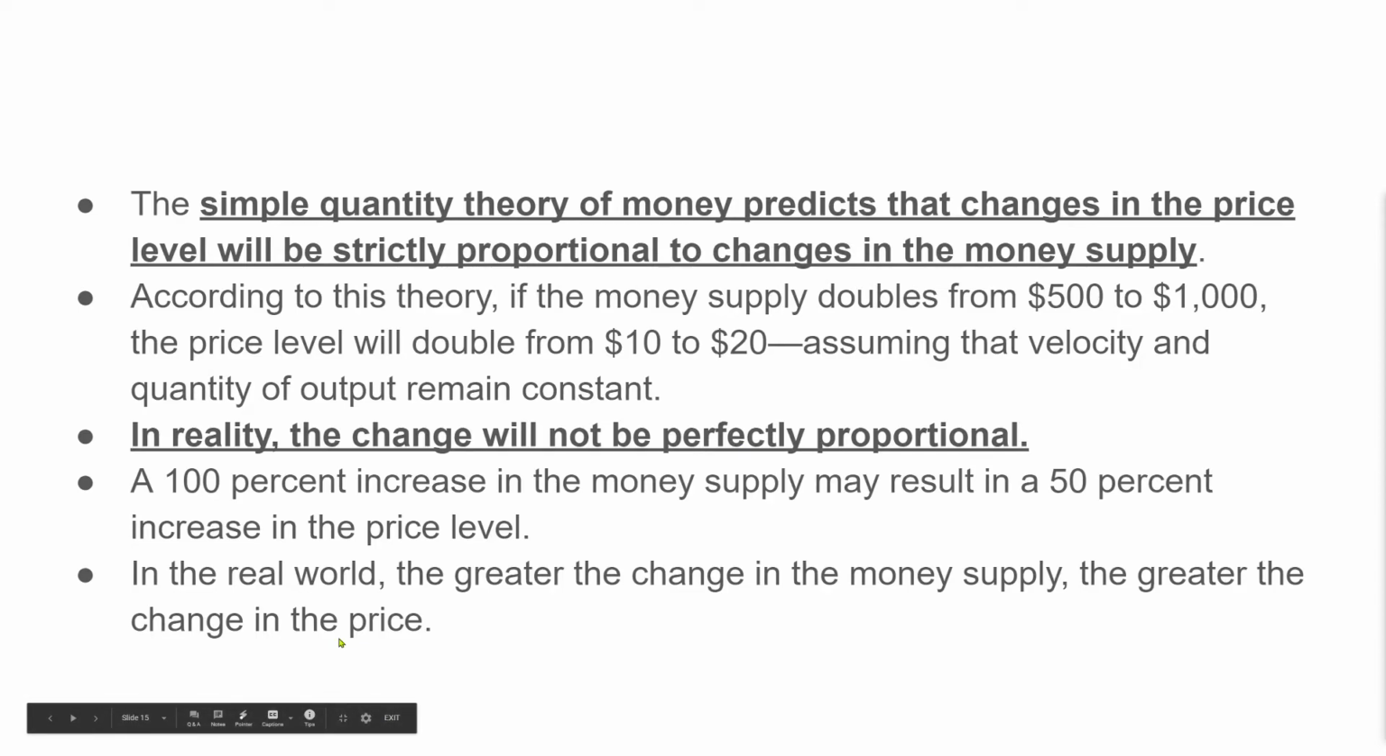But in reality, the change is not perfectly proportional. A 100% increase in the money supply could result in a 50% increase in the price level. In the real world, the greater the change in the money supply, the greater the change in price. And there are lots of reasons for this: perception of the buyer, perception of the supplier, and they can artificially change. We worked with supply and demand, and we saw shifters. The simple quantity theory, being a mathematical formula, shows the change being instantaneous. But in reality, there's lag.